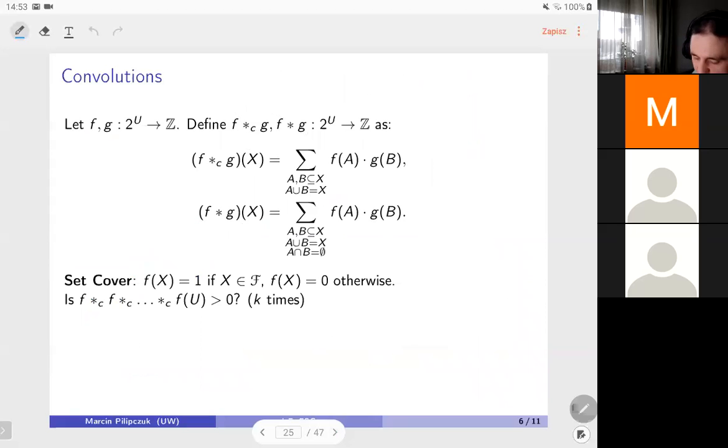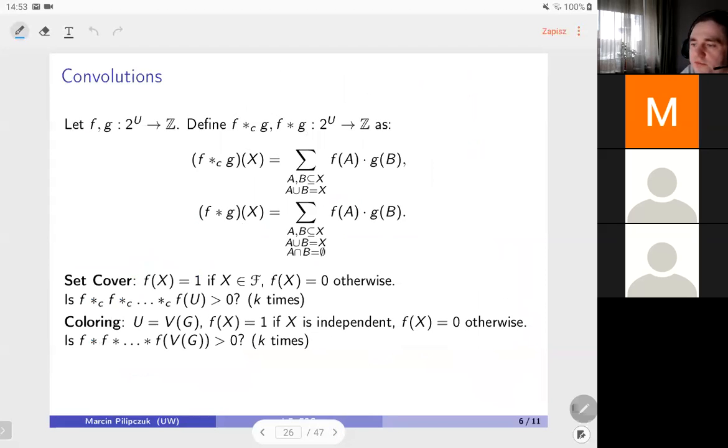This is the example for set cover, which is what I drew up there. It's written on the slide that for the set cover problem, we're taking the indicator function for the set family and taking the k-fold product, and checking if there's a way to cover everything using k sets. And for coloring, I take independent sets and check the normal product or the cover product. Here it doesn't matter, but sometimes it matters whether we use the cover product or normal product. We could use the cover product here as well. We check if the entire vertex set can be partitioned into k independent sets, or covered with k independent sets. So these are the examples I was giving a moment ago.